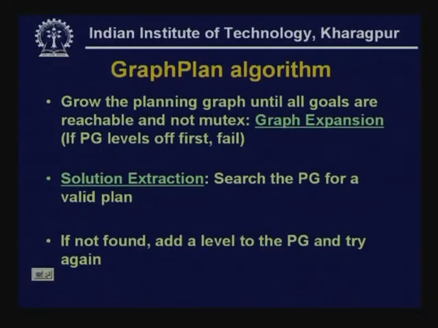Now, in the graph plan algorithm, as we have noted earlier, there are two phases. The first phase is to grow the planning graph. This is called the graph expansion phase. And then we have the solution extraction phase, where we search the planning graph for a valid plan. Now, if I do not find a valid plan, we will add one new level to the planning graph and try again.